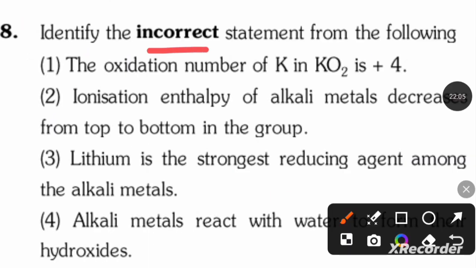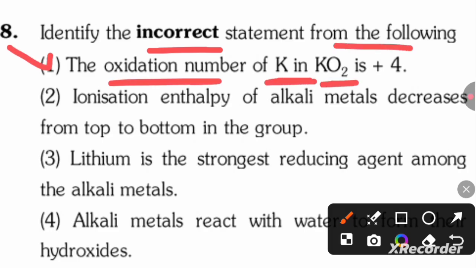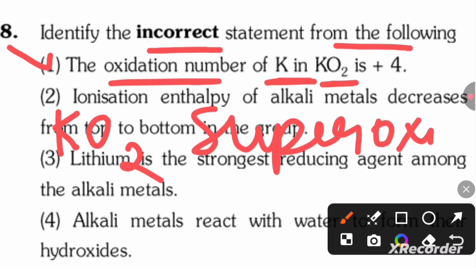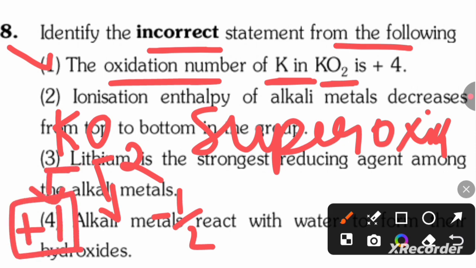Identify the incorrect statement from the following. First statement: the oxidation number of potassium in KO2. Children, KO2 is a superoxide. In superoxide, the oxygen oxidation state is -1/2 and potassium will be +1, so not +4. In KO2, the oxidation number of potassium is +1. That's why this is the incorrect statement.